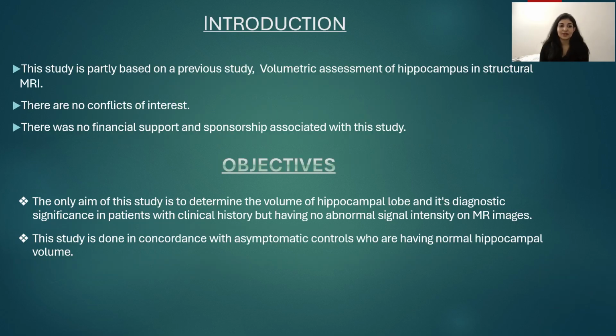The study is partially based on a previous study, volumetric assessment of the hippocampus in structural MRI. There are no conflicts of interest. There was no financial support and sponsorship associated with the study. The only aim of the study is to determine the volume of the hippocampal lobe and its diagnostic significance in patients with clinical history, but having no abnormal signaling intensity on MR images. This study is done in concordance with asymptomatic controls who are having normal hippocampal volume.